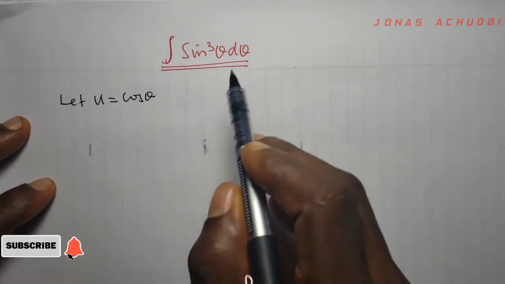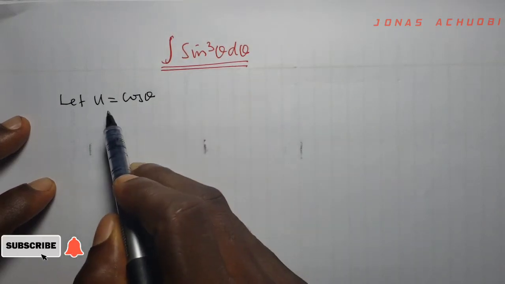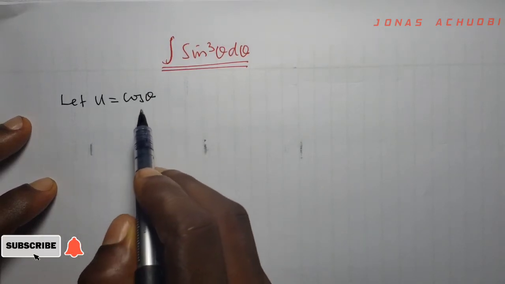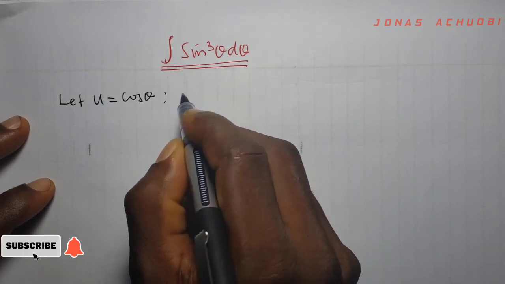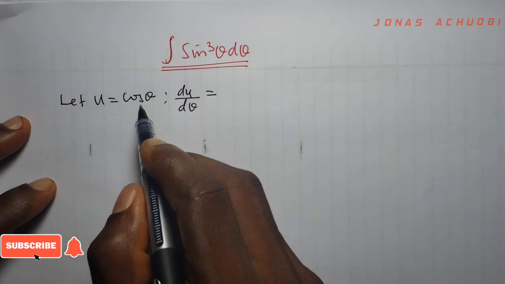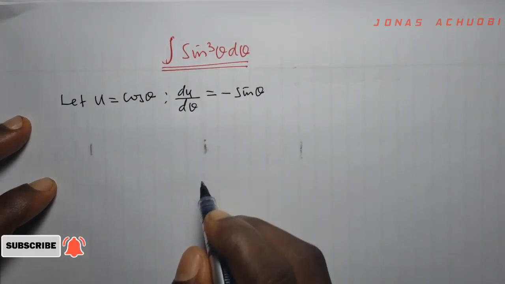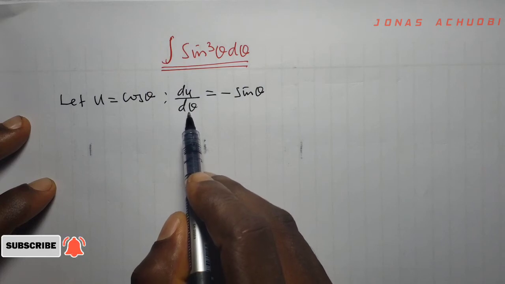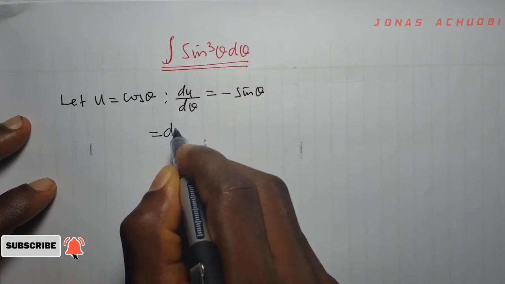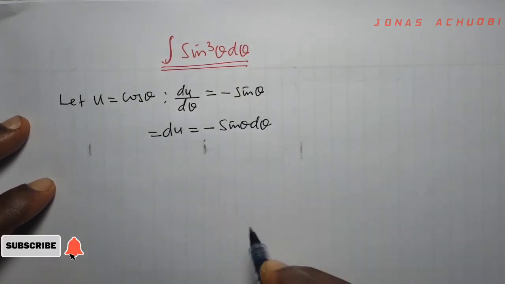That is to say, if the function was a function of cos theta, like we'll see in the next video, we shall say let u be equal to sine theta. So if u is equal to cos theta, the next thing we'll do is to differentiate. So du over d theta gives us, if we differentiate cos theta, negative sine theta. So du is equal to negative sine theta d theta.